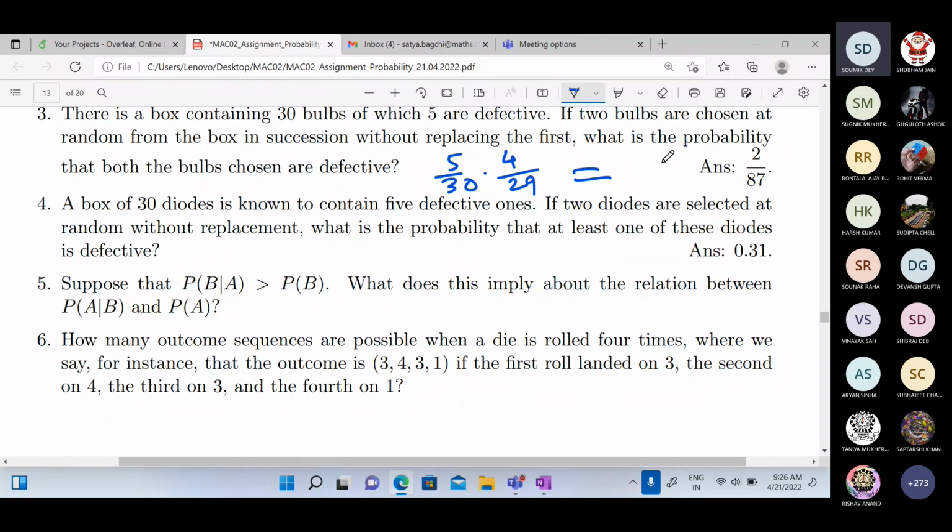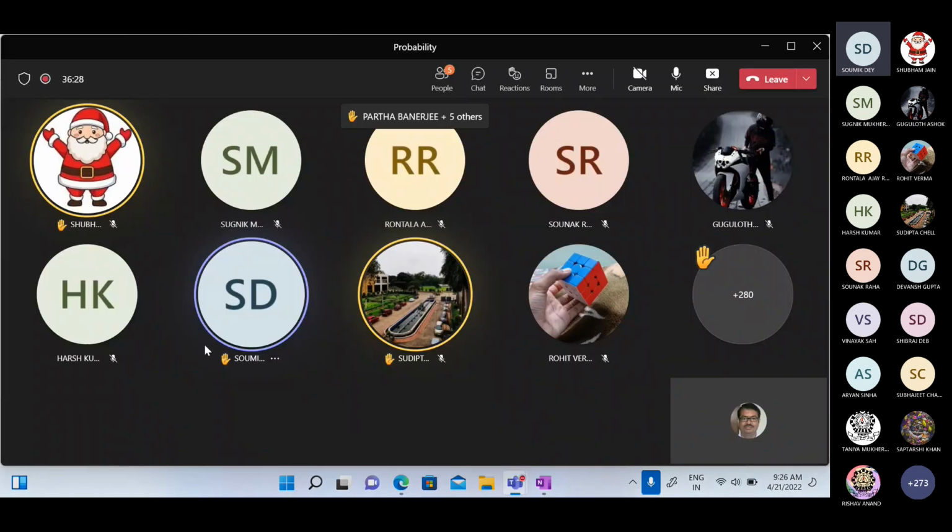Sir, can I explain? Sure. Shomik, explain properly so that your friends can get it. Sir, there will be two possibilities. First one will be that there will be only one defective, and the other possibility is that there will be two defective. For the first possibility, the probability will be 5C1 into 25C1 by 30C2, and for the second possibility, that will be 5C2 by 30C2, and we have to add these two possibilities.